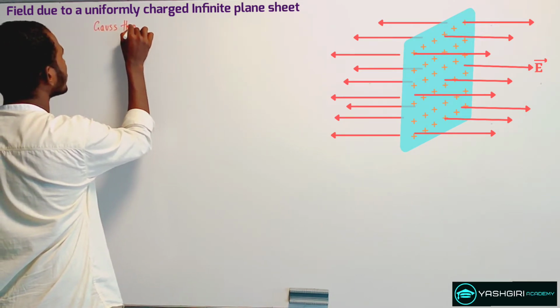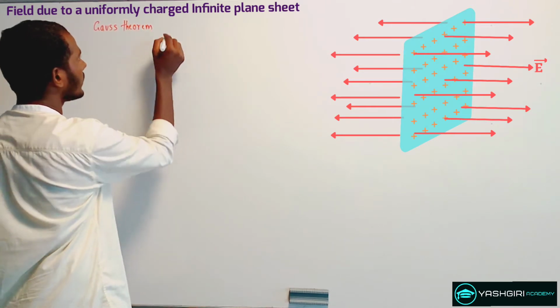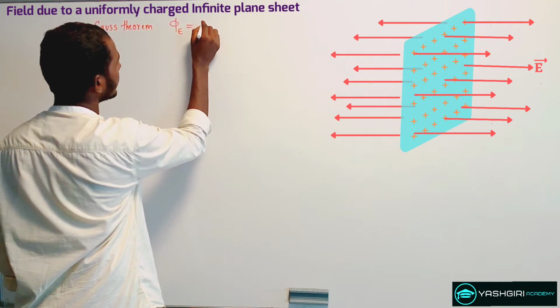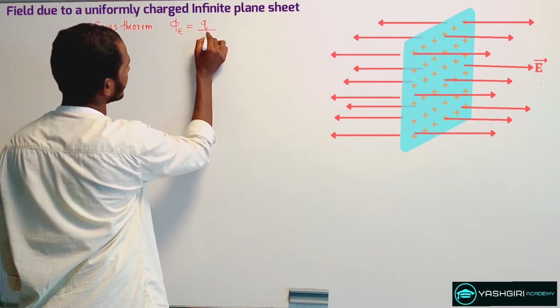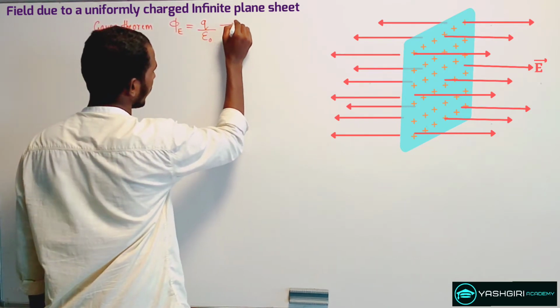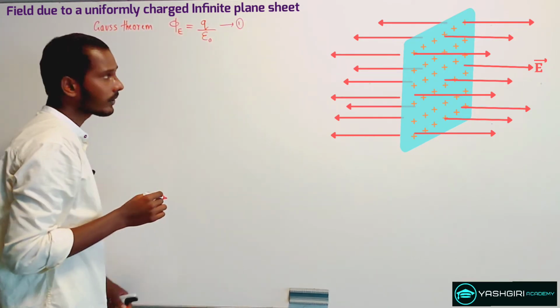Gauss's theorem, which is phi of E is equal to the charge enclosed by the Gaussian surface divided by epsilon naught. Let me put it once again, this is equation 1.